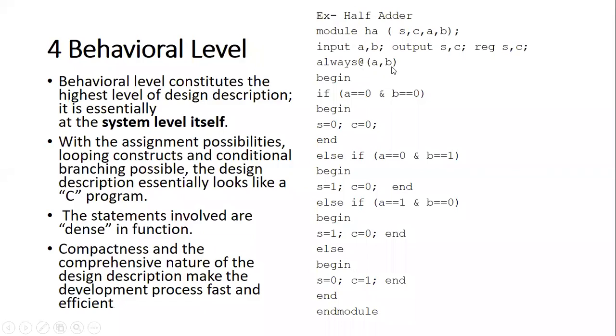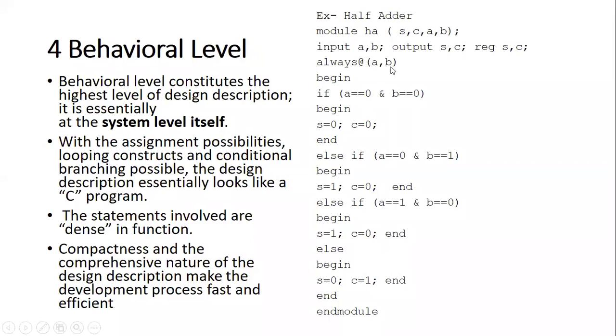Always at A comma B. In the behavioral model, first you have to write initial, then you have to write always. Now when we are writing this program, we need not initialize anything. Sometimes in sequential circuits, you may have to initialize your outputs to 0. For such designs you can use initial, but for this we don't require an initial, so we have not used an initial. Next, it is always at the inputs, put the brackets A comma B.